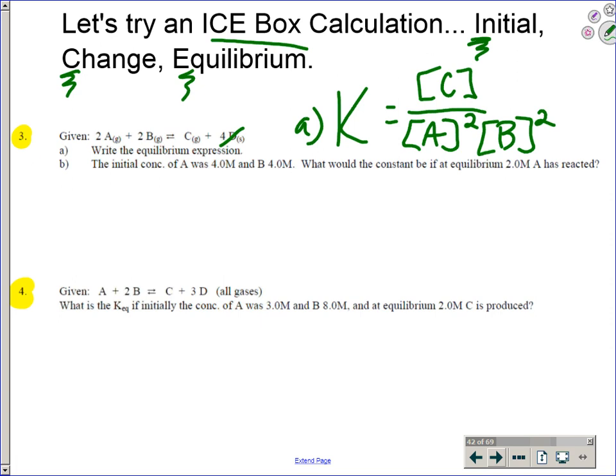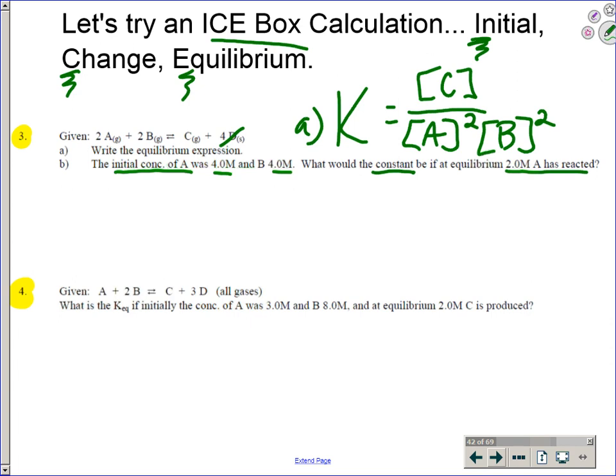Oh, okay, so it says the initial concentration. This is not equilibrium, okay? The initial concentration of A was 4 molar and B was 4 molar. What would the constant be? What's it asking for? It's asking for K. When it says the constant, it's asking for K. Be it at equilibrium, okay, so now we're given equilibrium values of A was 2 molar, or at equilibrium 2 molar of A has reacted.